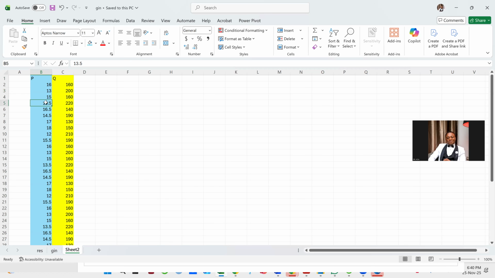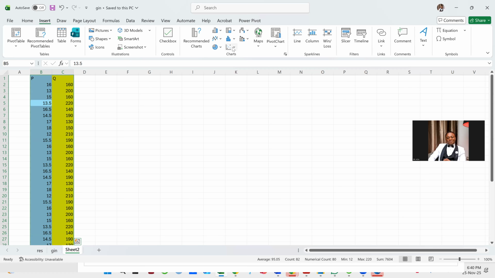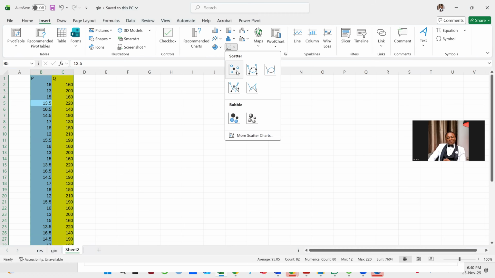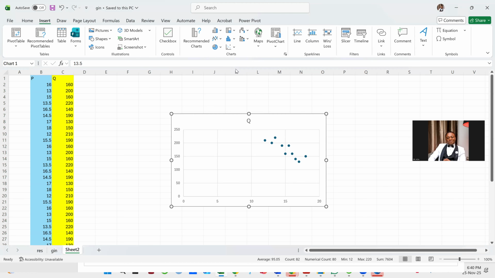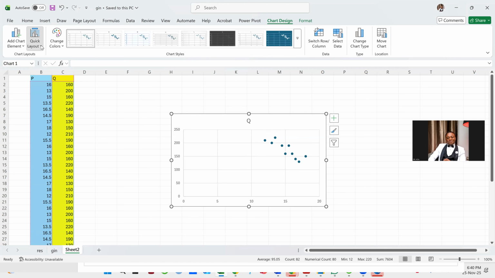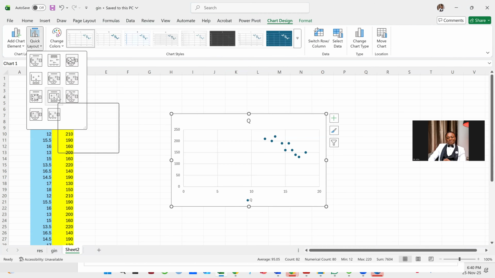You can click inside and do Control A to highlight. And then let's go back to Insert, choose your chart, choose your scatter plot. And then go to Quick Layout and choose number 9 again.